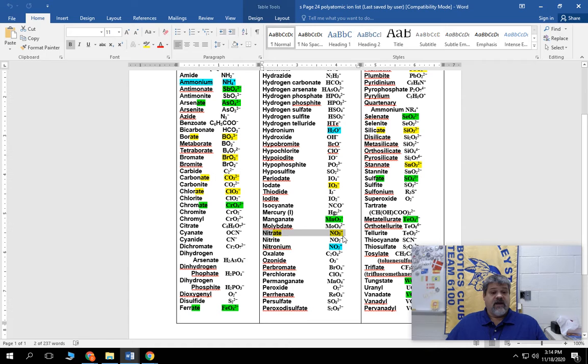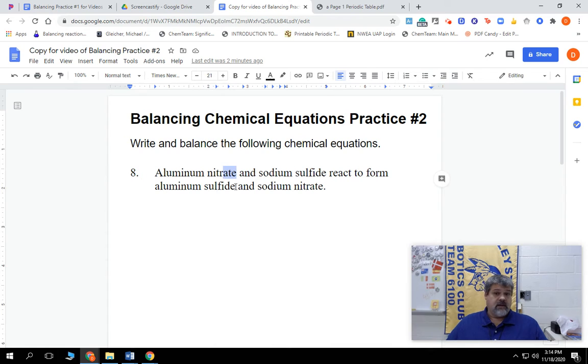Okay, so we know that nitrate is a -1. It's NO3, and we know that aluminum is a +3. So we're just going to start writing down what we have. I want to go over this way. We're going to have aluminum, it's a +3. We have nitrate, so I'm just going to put nitrate, which is going to be NO3.